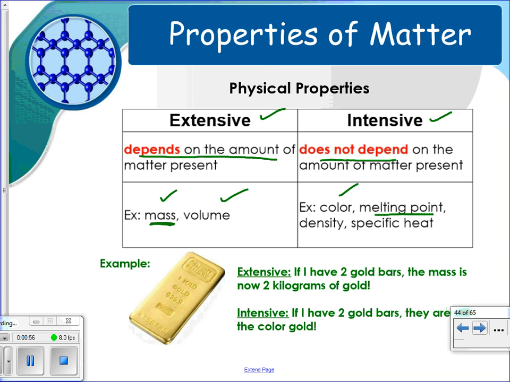It doesn't matter if you have a little bit or a lot. The melting point, we talked about the melting point of water being 0 degrees. It freezes and melts at 0 degrees. Doesn't matter if you have a little or a lot, it's still 0 degrees. The density of water is 1.0 grams per milliliter. It doesn't matter if you have a little bit of water or a bucket of water, it's still going to be the same. And specific heat as well. We'll talk about specific heat a little bit later, but that's the amount of heat it takes to raise 1 gram of a substance 1 degree Celsius.